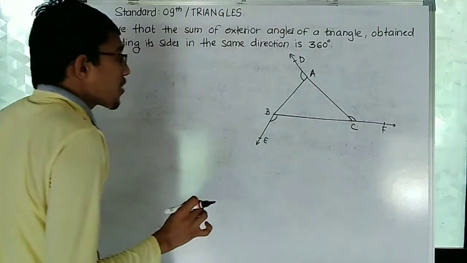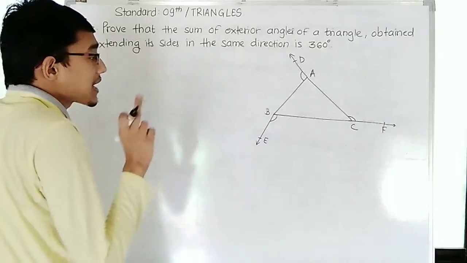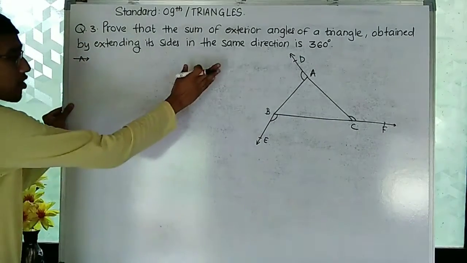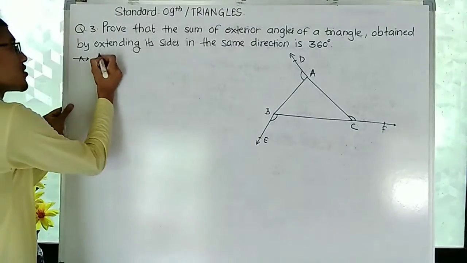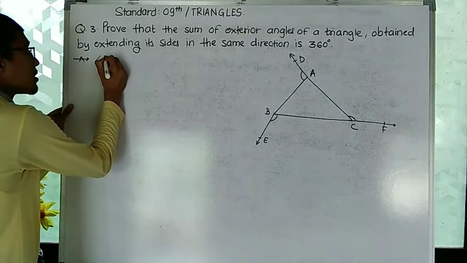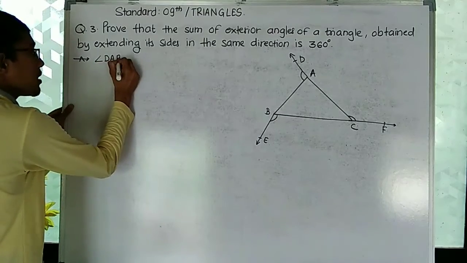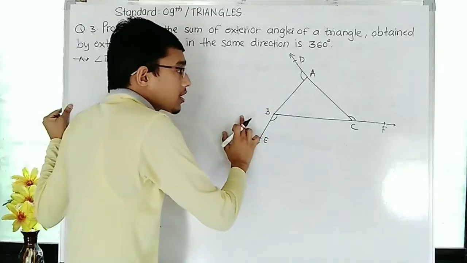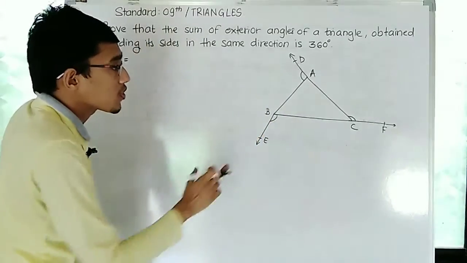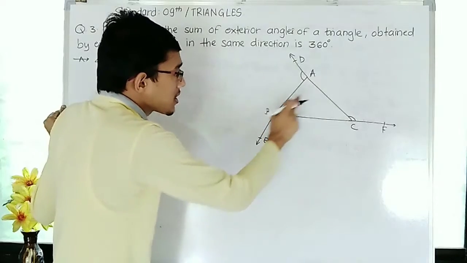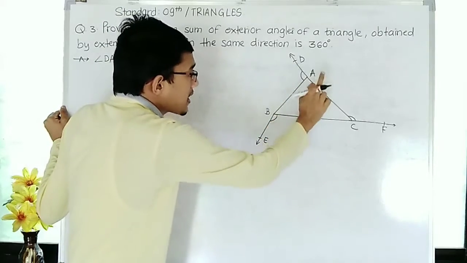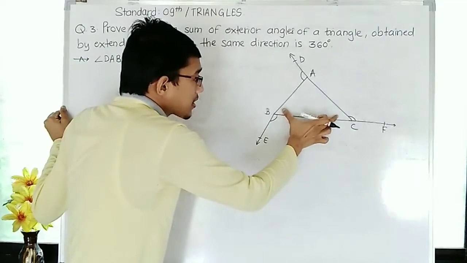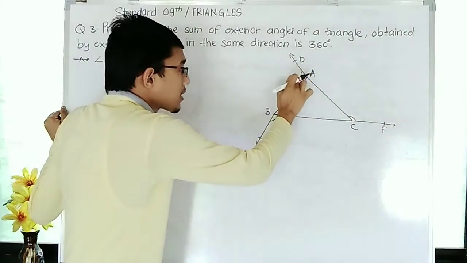And what I have to prove? I have to prove that the sum of all these three exterior angles is 360 degrees. So what we will do? We will take each and every exterior angle one by one. First I will take angle DAB. Angle DAB is my exterior angle. So the remote interior angles for this angle DAB are angle BCA and angle ABC. These are the remote interior angles for the exterior angle DAB.